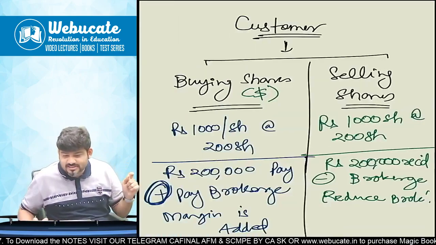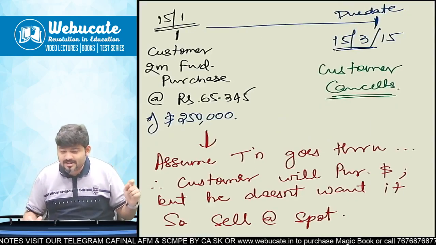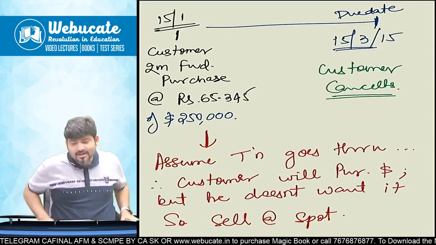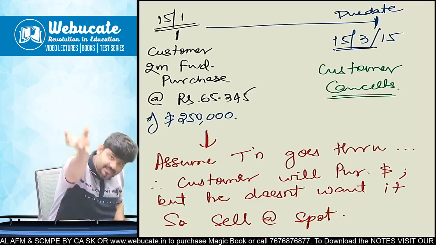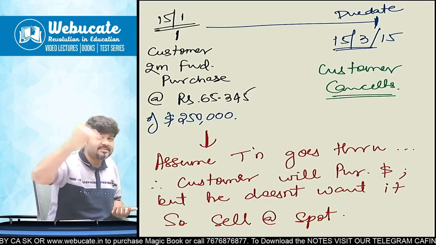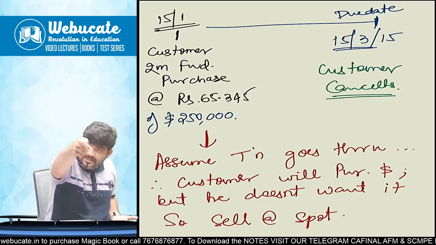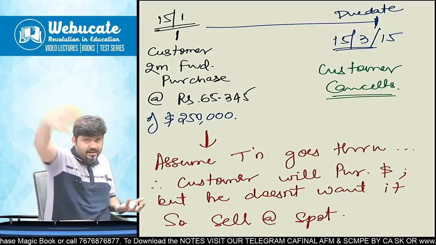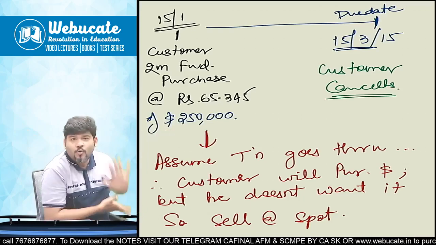See, the first assumption that we are making here is that the customer's transaction goes through. So if the transaction goes through, what will happen? A 2 month forward purchase is there, so it is as good as that customer is buying from the bank. And if the customer is buying, the bank is selling, and in the interbank market the bank will purchase. Then the bank will sell it in the spot transaction.